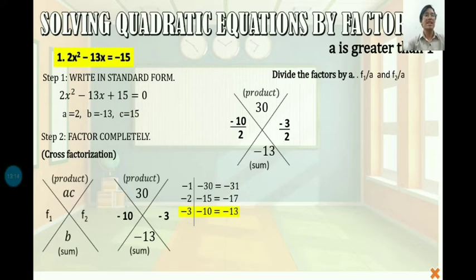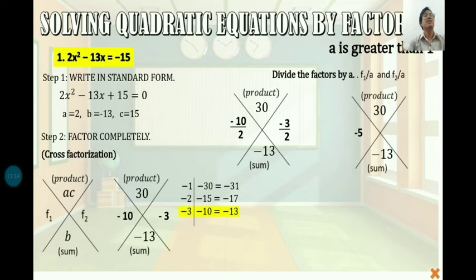Next, let us get the quotient. Okay, let us get the quotient of negative 10 and 2. I will repeat. Let us get the quotient of negative 10 and 2. So what is the quotient? Yes, that is negative 5.